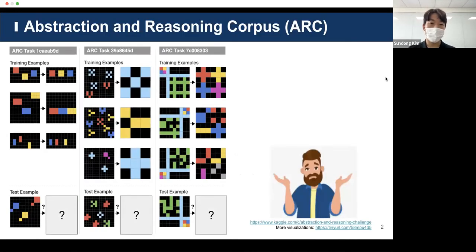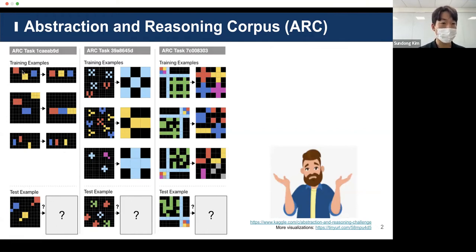So let me briefly show some examples of the problems we are solving for. So here are three ARC problems. Our aim is to find the pattern existing in these training examples, and then use that pattern to find the answer of this test example.